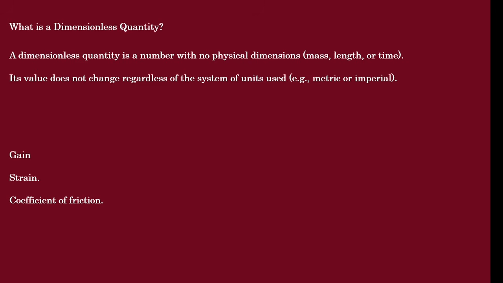So before we get on, we're going to introduce some necessary concepts that will help us understand truly what's going on in Buckingham Pi's method. The first of which is dimensionless quantities. Okay, so what is a dimensionless quantity? A dimensionless quantity is a number with no physical dimensions. Okay, you can't express it with units of mass, nor length, nor time. Its value does not change regardless of the system of units being used. Okay, so here I have some examples: gain, strain, coefficients of friction.